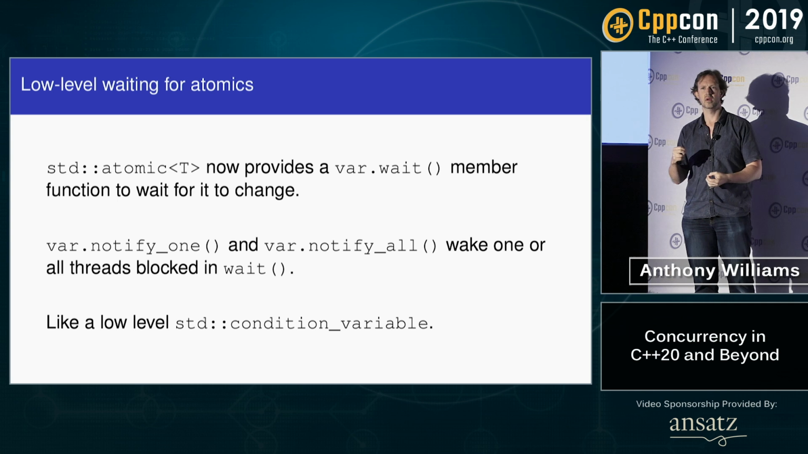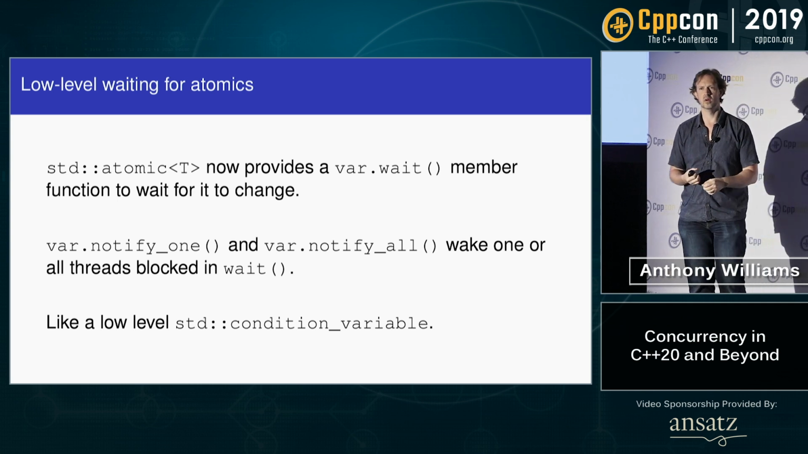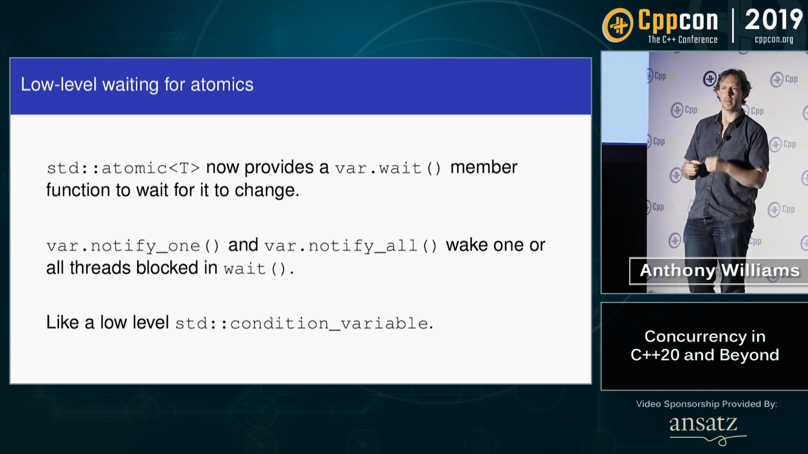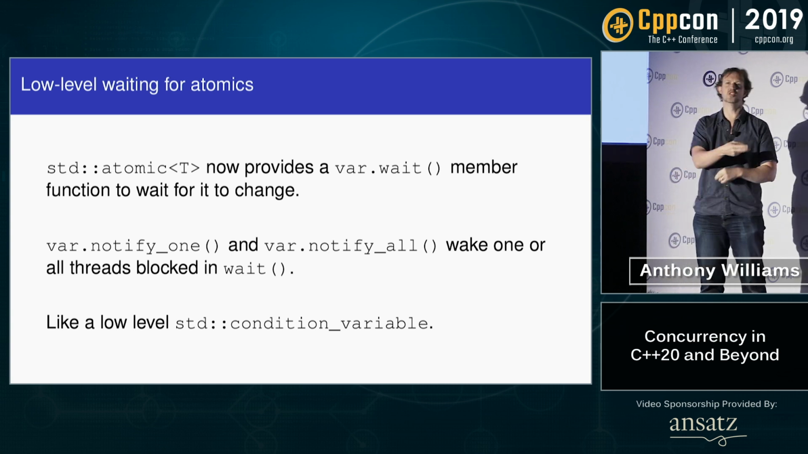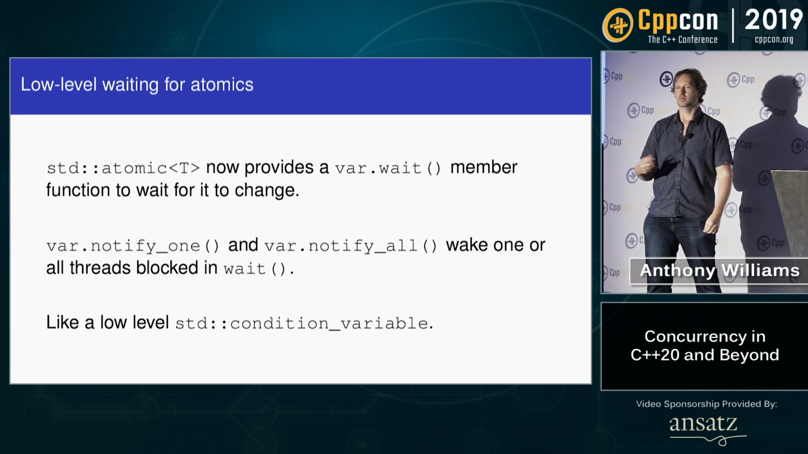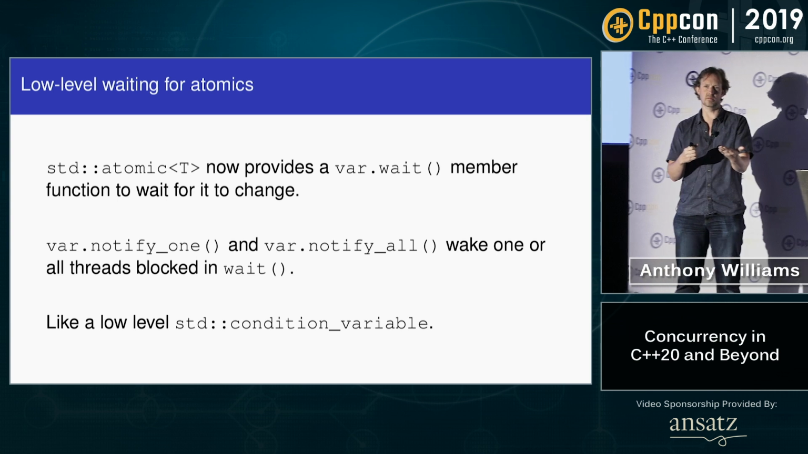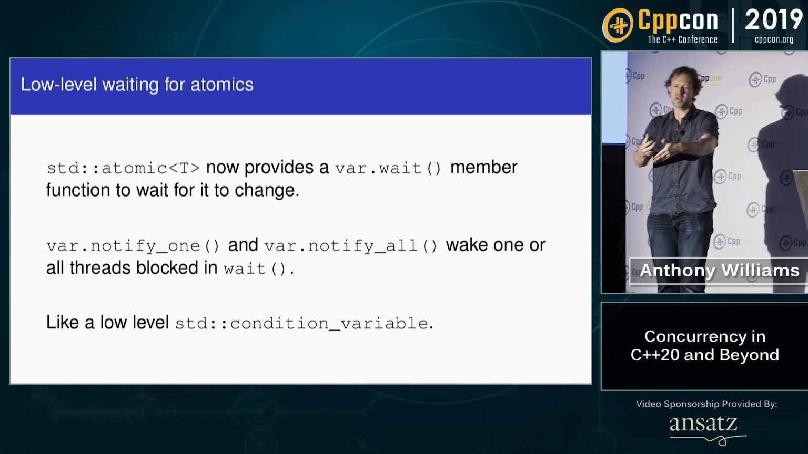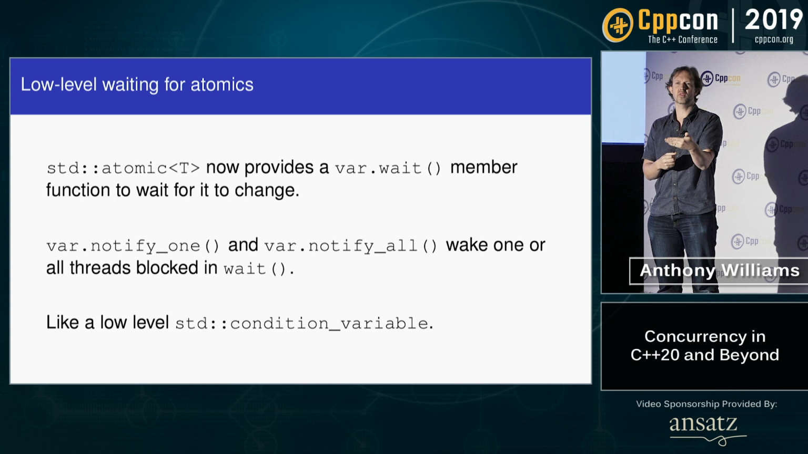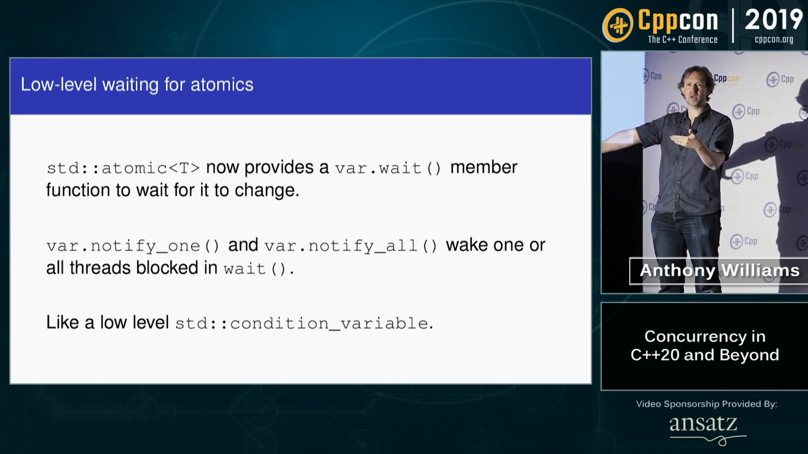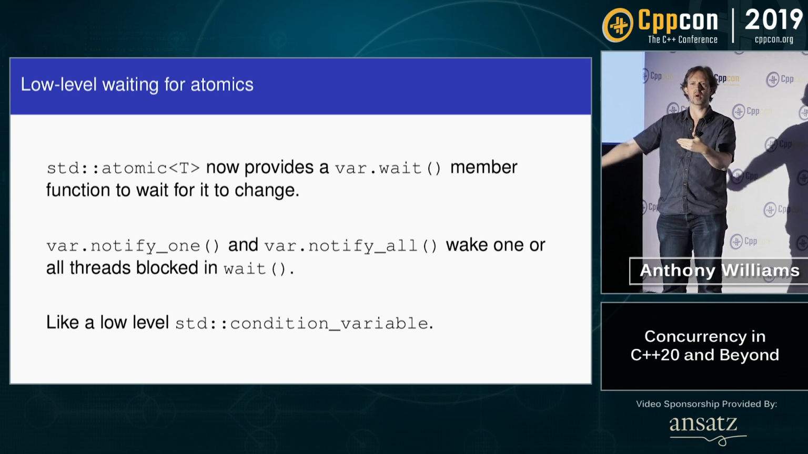So to check my understanding, I would be waiting on a Boolean and its value is false. I say wait for it to be true, or rather, wait for it to not be false. Yes, you wait for it to not be the value. If it was a pointer, for example, you'd read the pointer value, say, well, hang on a minute, that's not the pointer that I want to deal with. So then you wait and you say, this is what it was when I waited, and if it's changed, then it will wake you up.